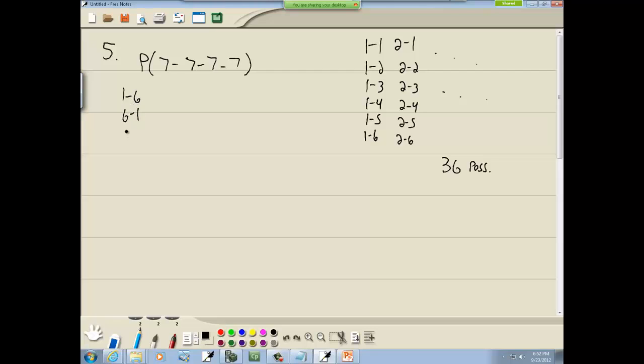6 and 1 would. 2 and 5 would. 5 and 2 would. 3 and 4 would. And 4 and 3 would. Those are all the combinations that added together to give you 7. Now there's 36 total, and 1, 2, 3, 4, 5, 6 of these. So that's 1/6.